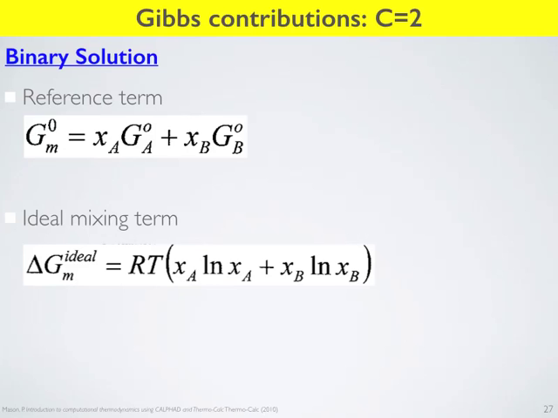You then say, okay, there's also going to be some ideal entropic mixing, so let's add on the mixing term. This comes from elementary thermodynamics for mixing on a lattice.